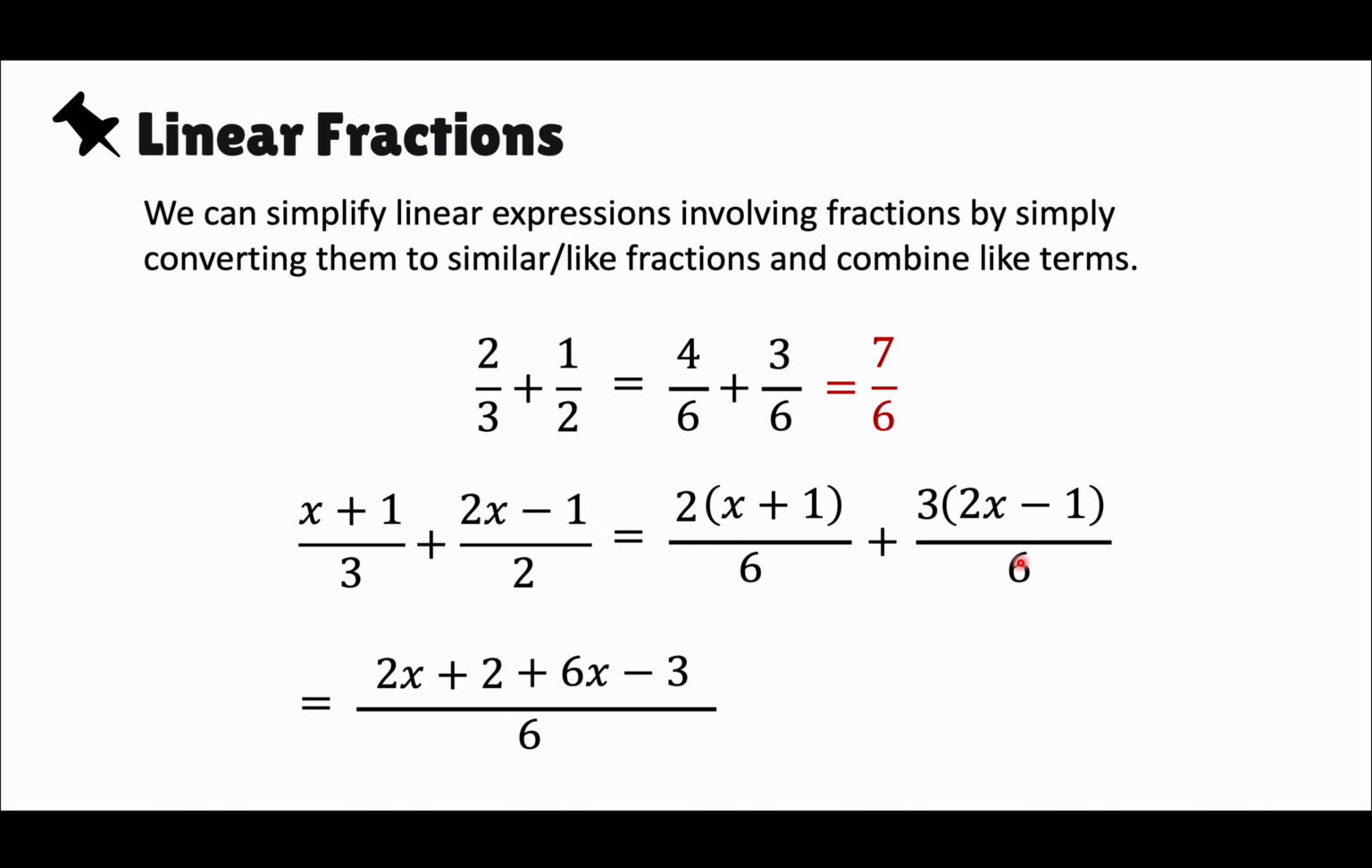Writing this as one whole fraction, upon expanding the numerators, we have 2x plus 2 plus 6x minus 3, all over 6. Now we can combine like terms. The x terms are 2x and 6x, which give you 8x. The constant terms 2 and negative 3 give you negative 1. So the final answer is (8x - 1) over 6.